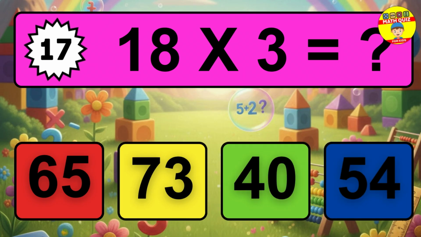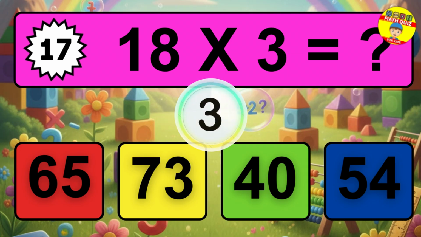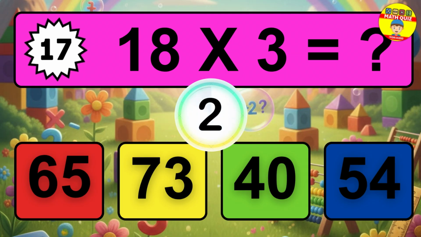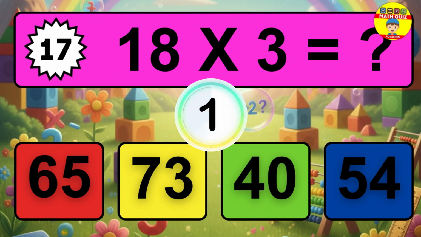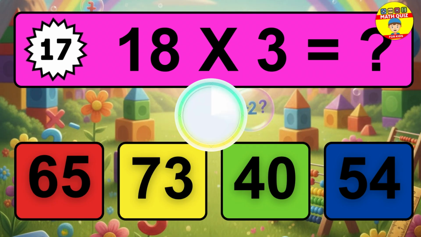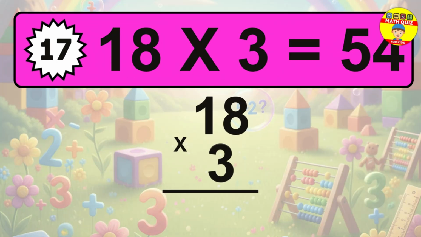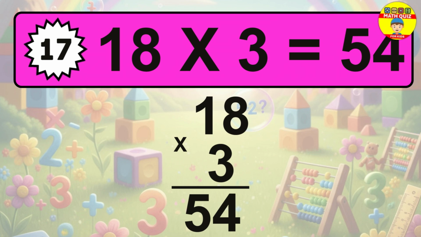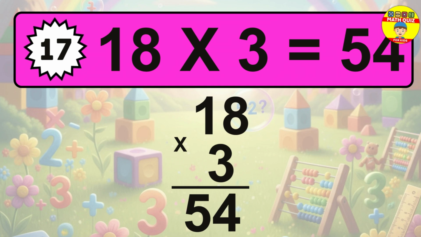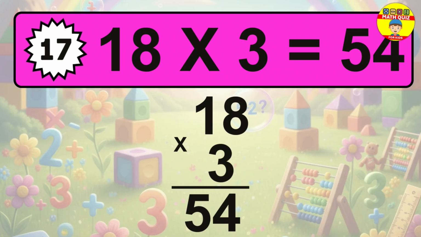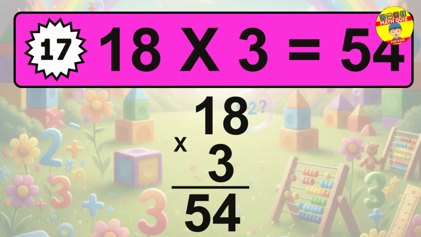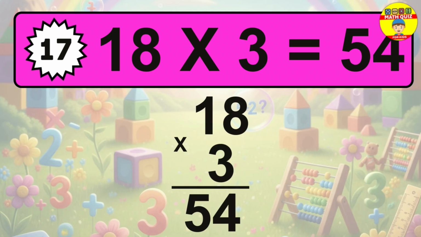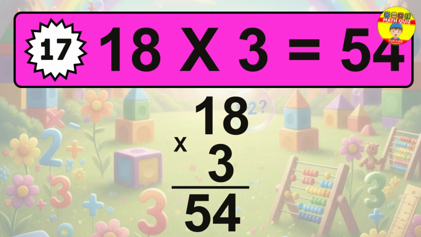Question 17. 18 times 3 equals what? So the answer is 18 times 3 is 54. To calculate, we have 18 groups with 3 balls each one. So how many balls do we have? 54 balls.